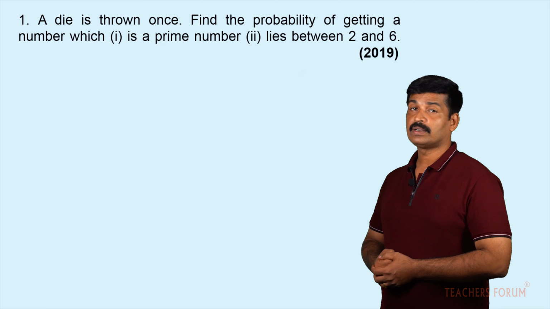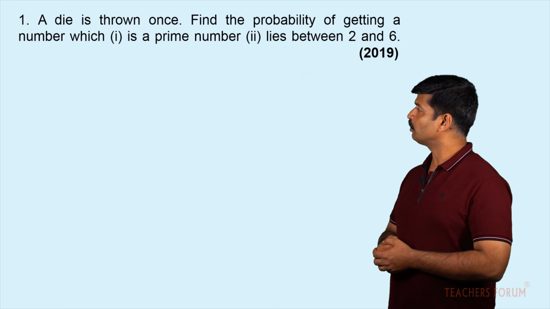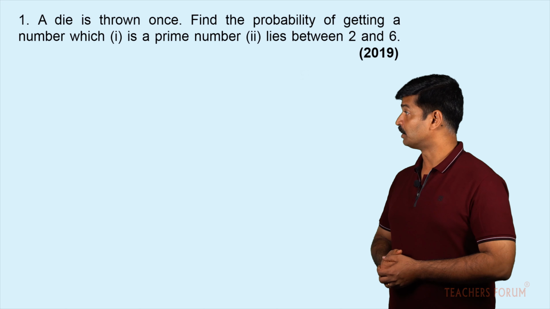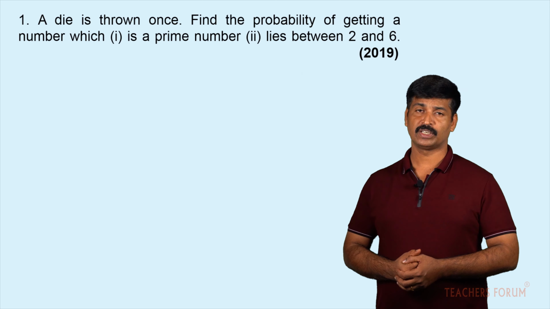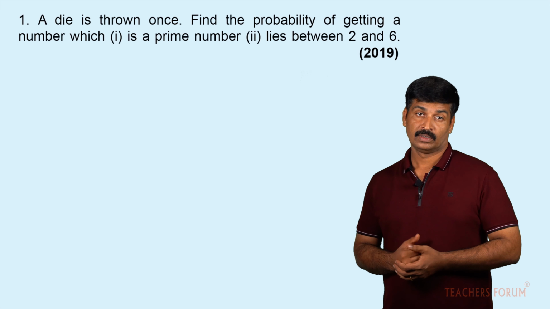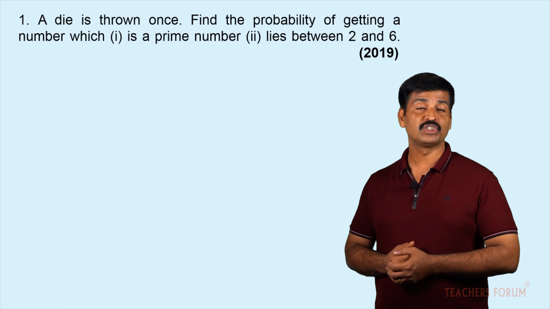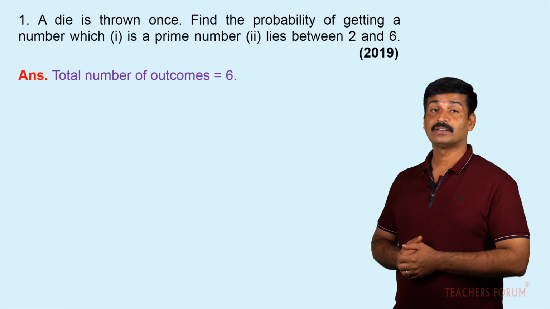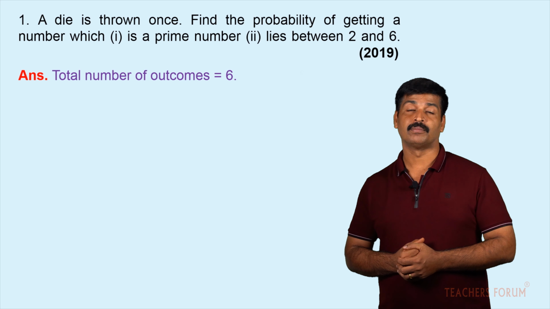Let's read the question now. A die is thrown once. Find the probability of getting a number which is a prime number and lies between 2 and 6. You see, when a die is thrown, the possible outcomes are 1, 2, 3, 4, 5 and 6. The first question: the probability of getting a prime number.